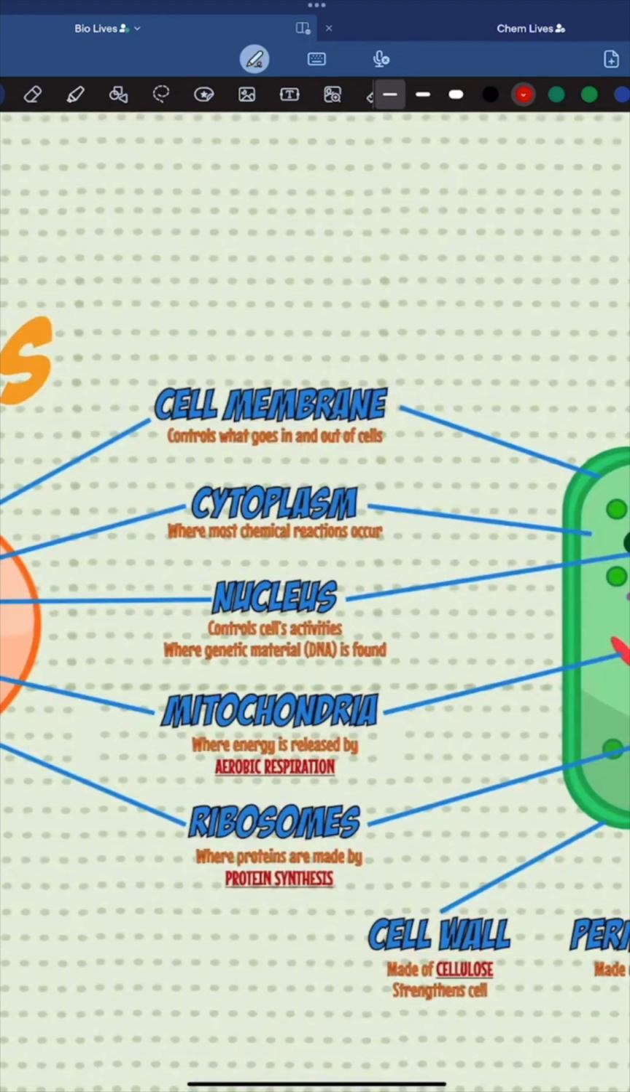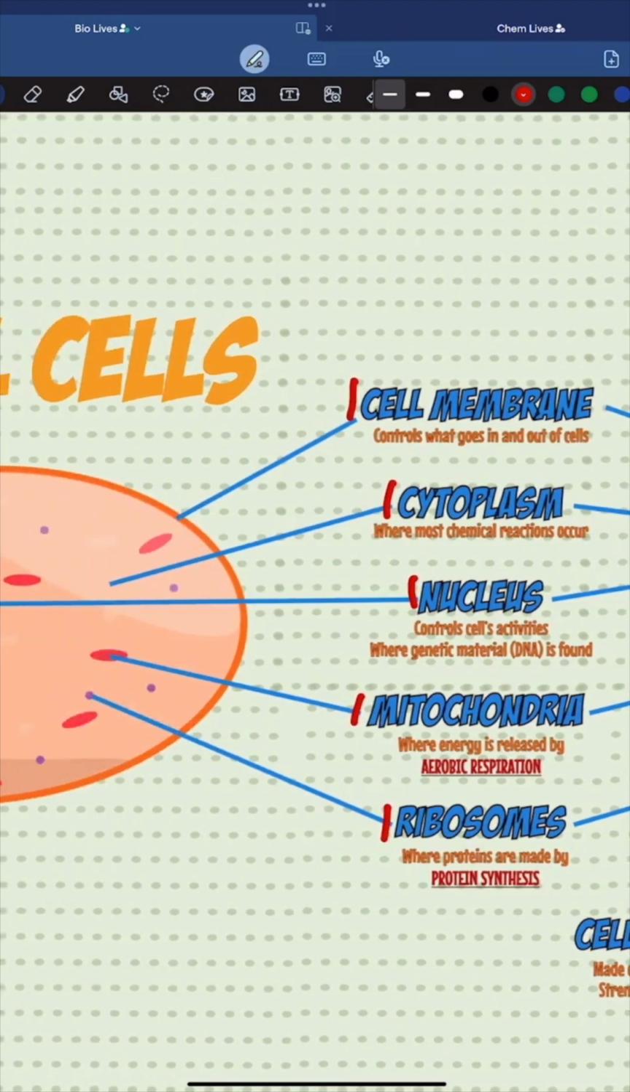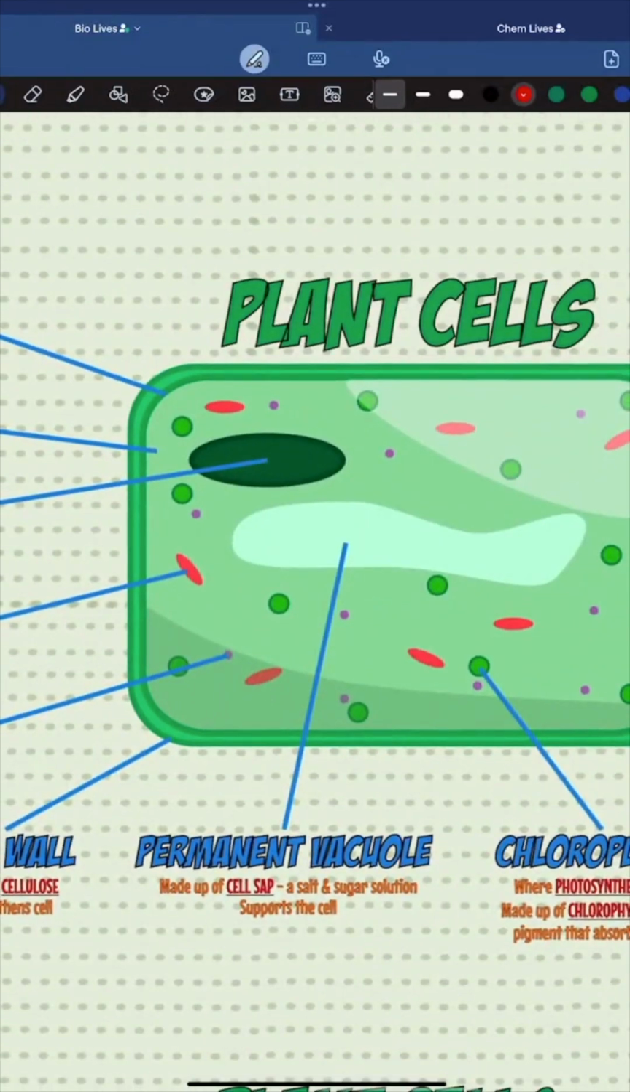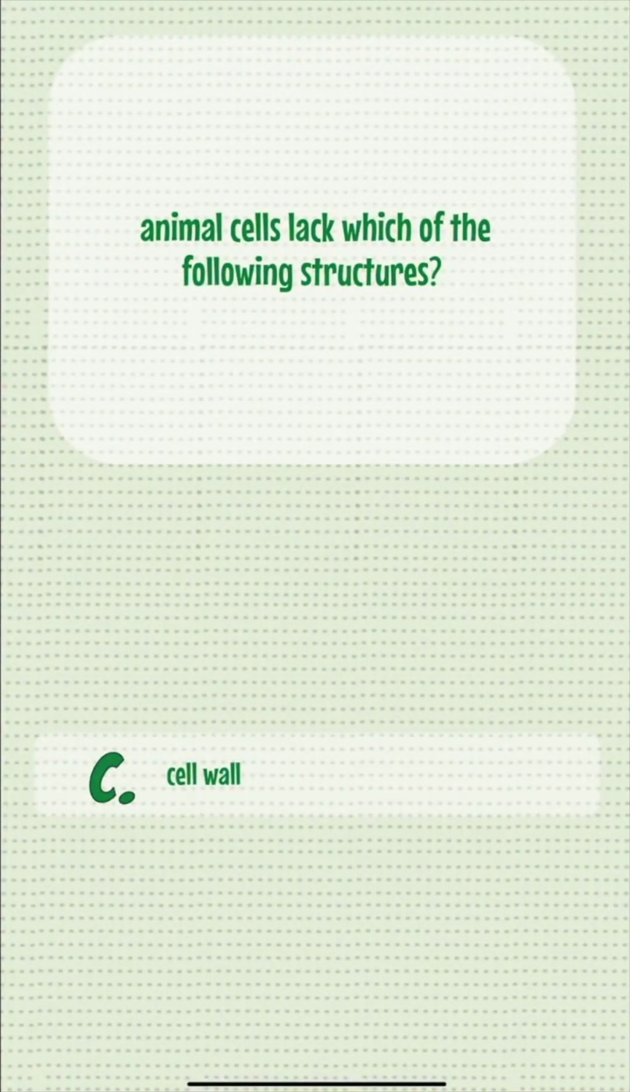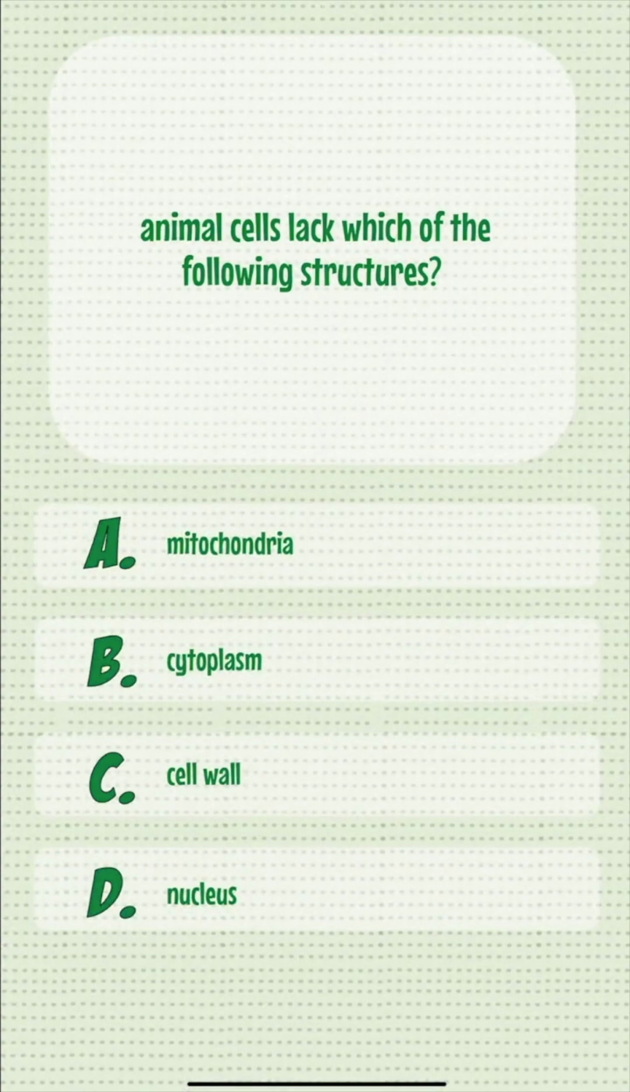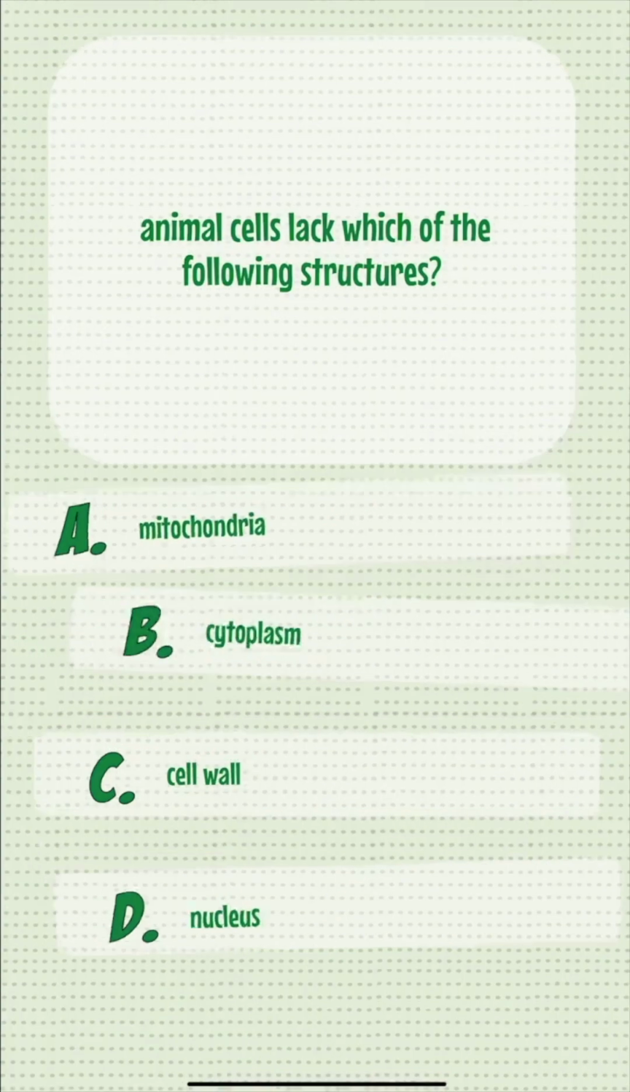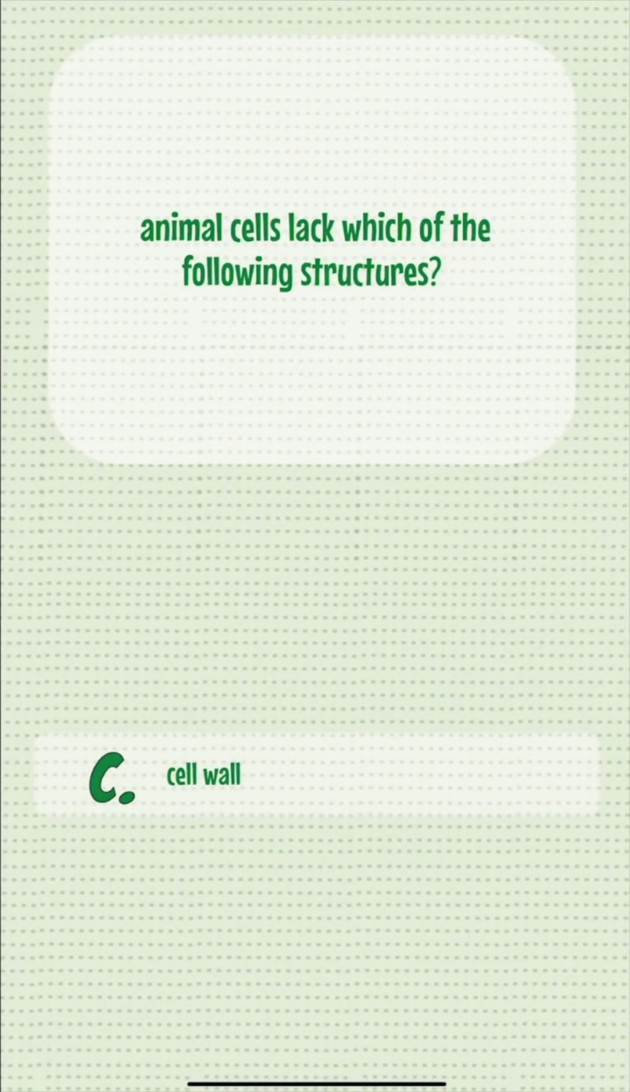So the structures that they both have are cell membrane, cytoplasm, nucleus, mitochondria, and ribosomes. Animal cells don't have these 3 things: cell wall, permanent vacuole, and chloroplasts. So that question asked for which ones animal cells lack out of the 4. They do have mitochondria, cytoplasm, and nucleus, but they don't have cell wall. So the answer is cell wall. Well done, guys. Next question.